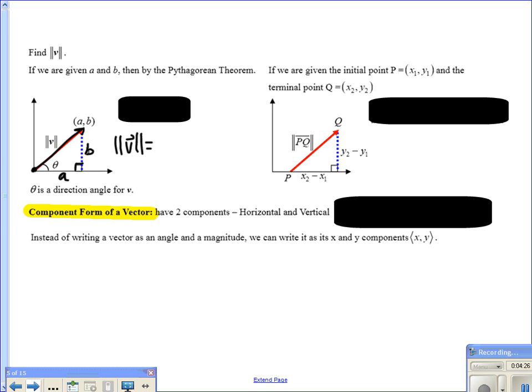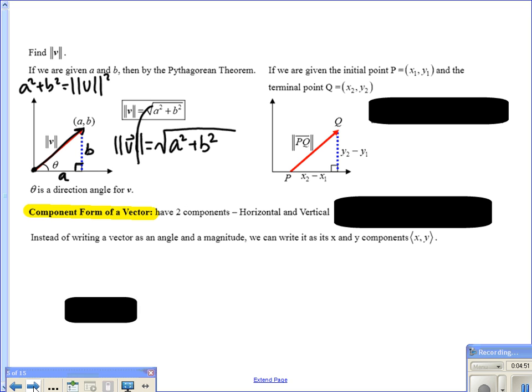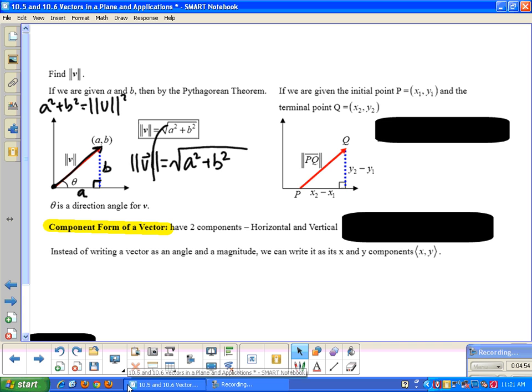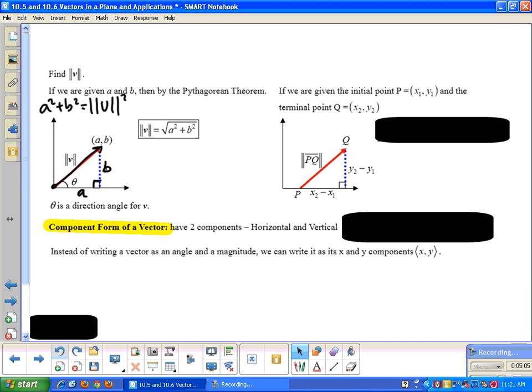And so we would have, remember that A squared plus B squared equals the length of the vector squared. So in this case, the length of vector V would be equal to the square root of A squared plus B squared, and that is actually written right here. So that gives us the length of vector v using that formula right there. Again, that's just the Pythagorean theorem, so it's nothing really new.